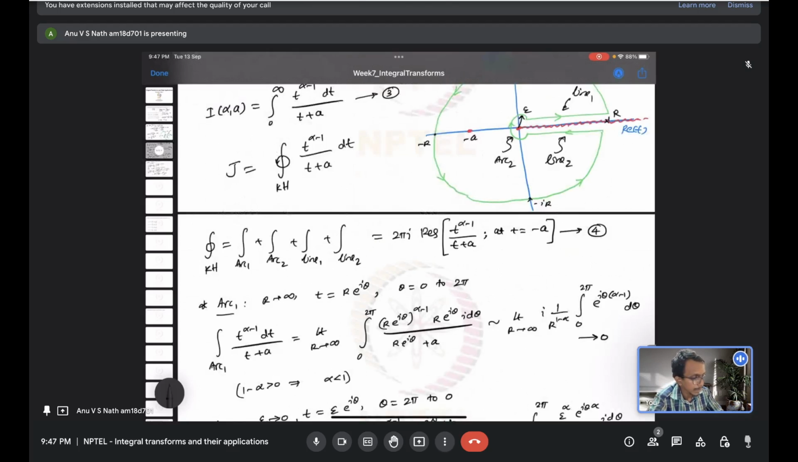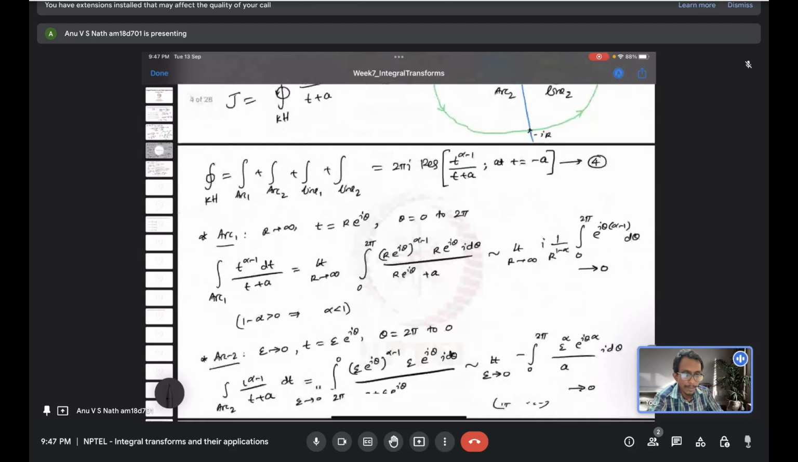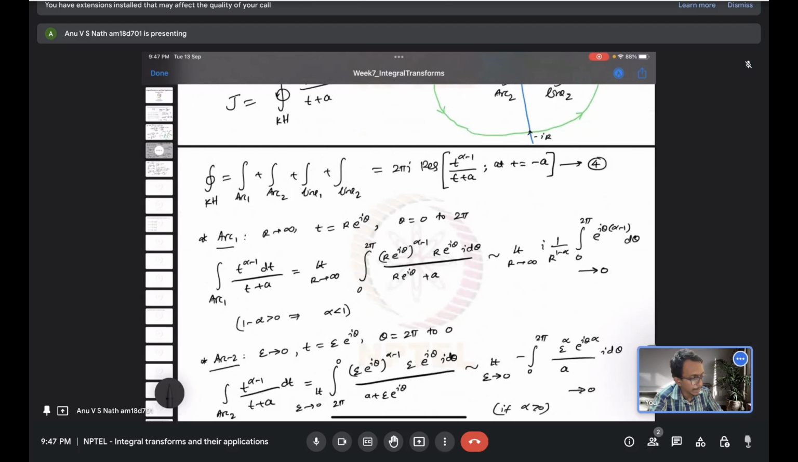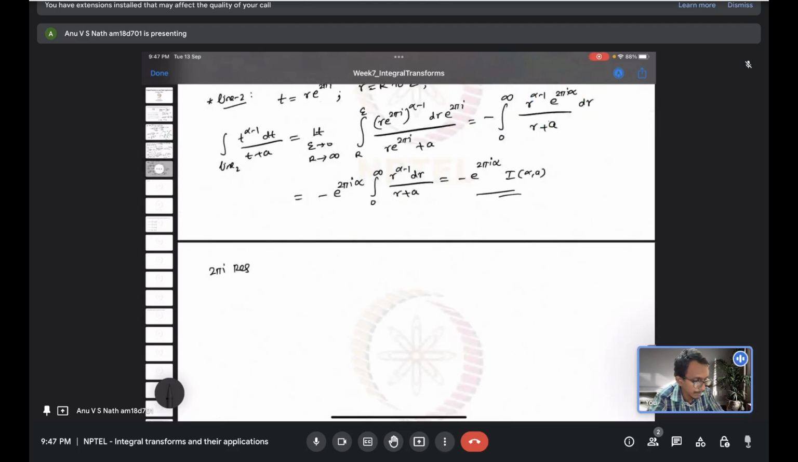Okay, let me do one thing. We have evaluated all the quantities on the left hand side, the contribution from arc 1, arc 2, line 1 and line 2. Now only the right hand side we need to evaluate, which is 2 pi I times the residue of t raised to alpha minus 1 divided by t plus a. Let me evaluate that. So 2 pi I times the residue of the function t raised to alpha minus 1 by t plus a, at t equal to minus a, because the singularity exists at the location t equal to minus a. And the singularity is actually a simple pole.